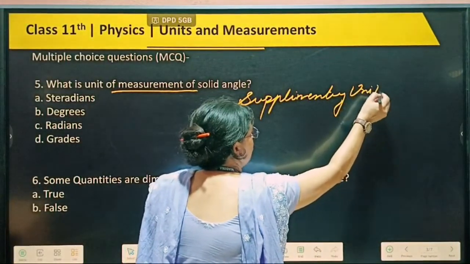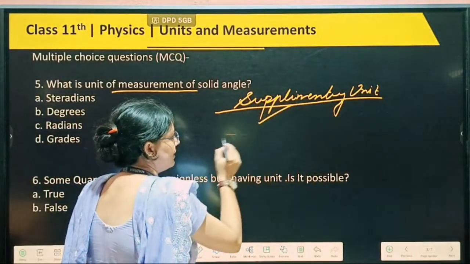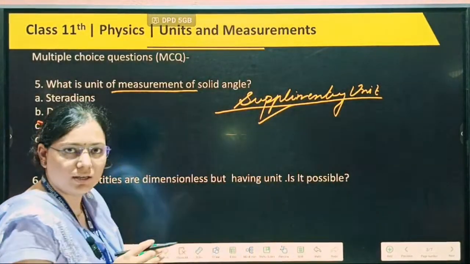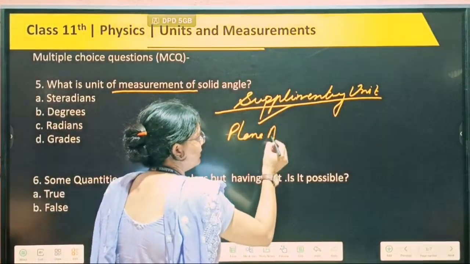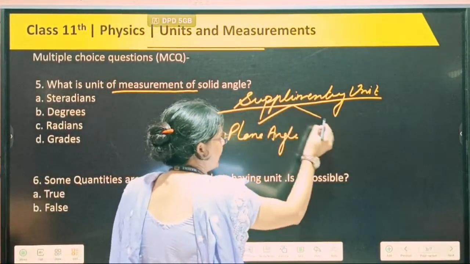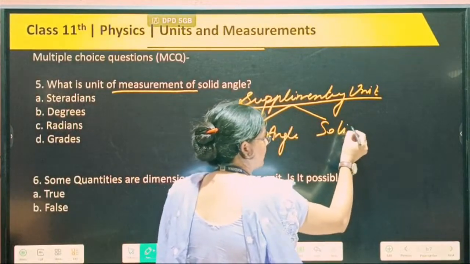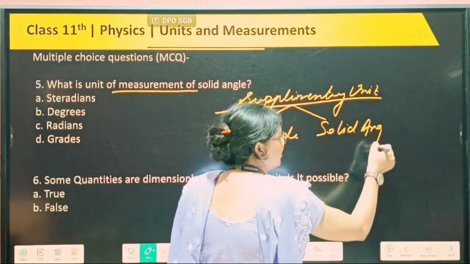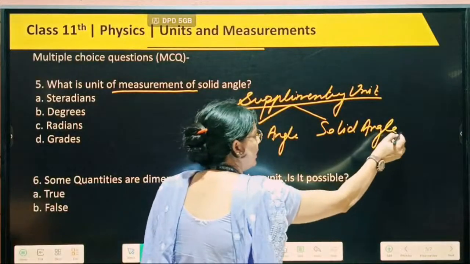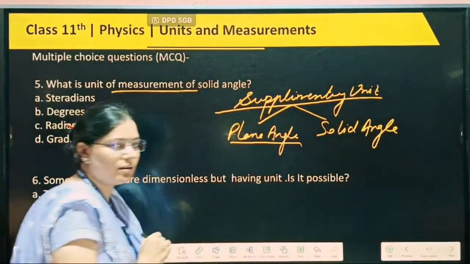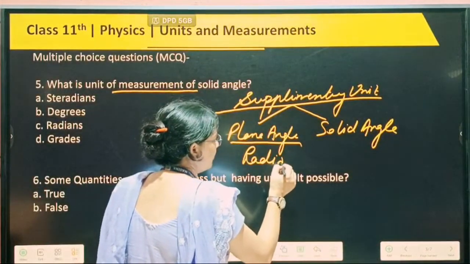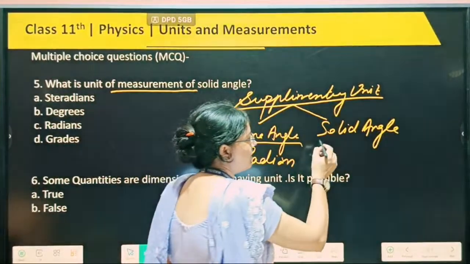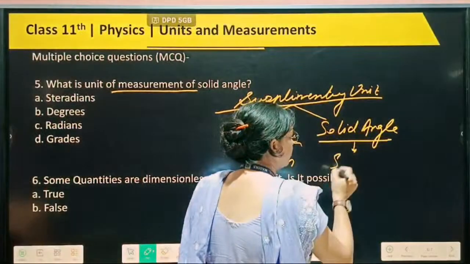Supplementary units are of two types: plane angle and solid angle. Yes, no? Plane angle, solid angle. The unit of the plane angle is the radian, and the unit of solid angle is the steradian.